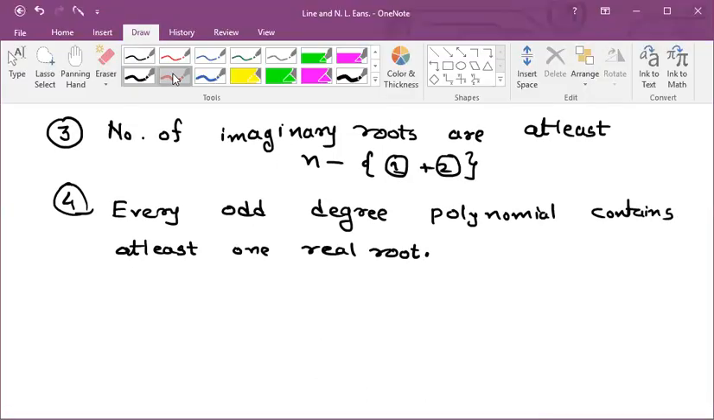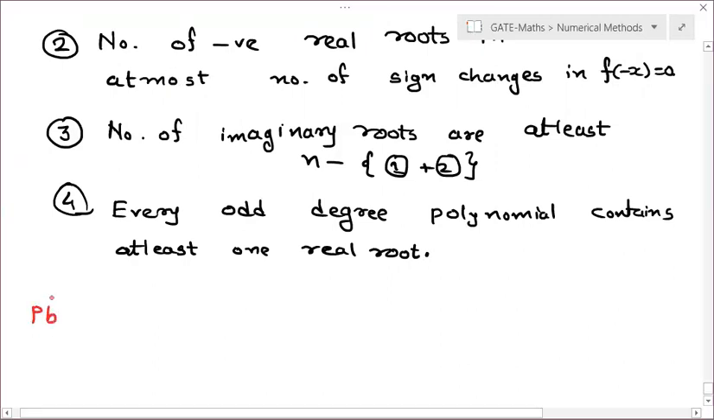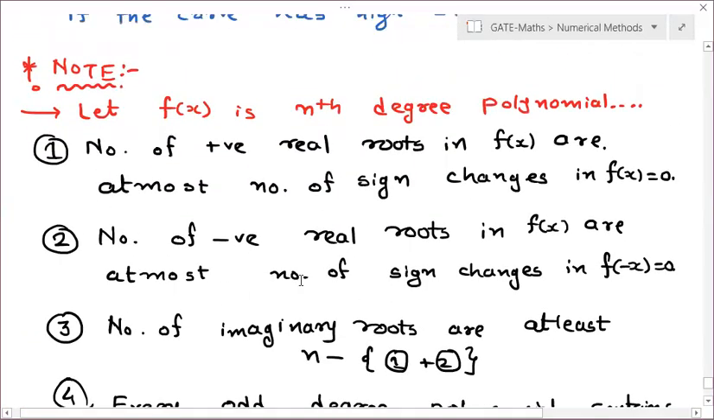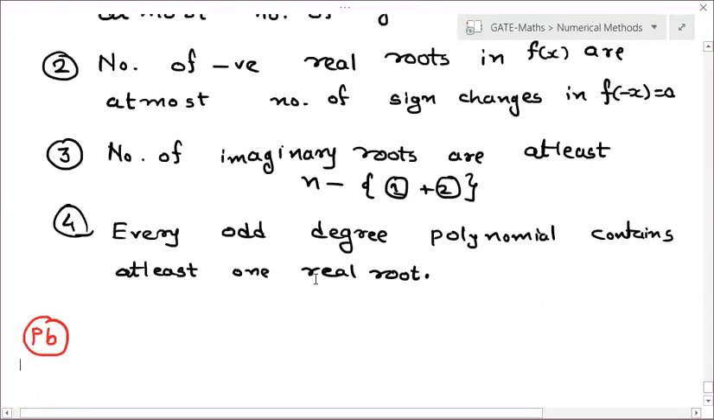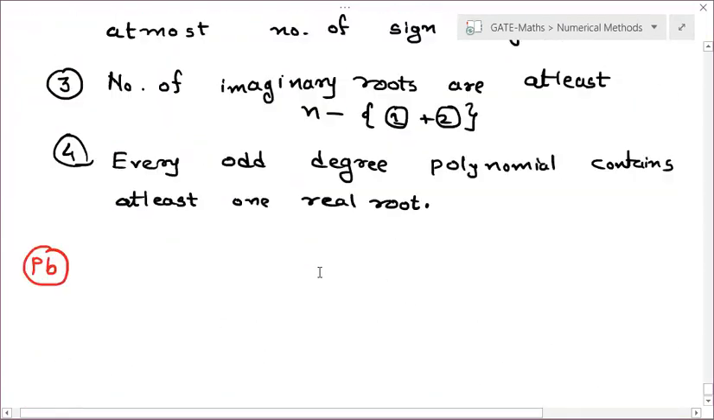Now see over here. Now I will explain this. These are all self-explanatory, isn't it? I just have to explain what sign changes are, or what is the meaning of sign changes. Let me explain this with an example.